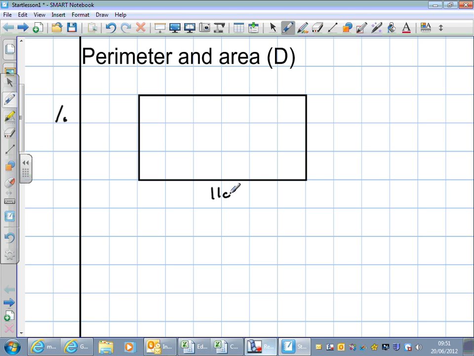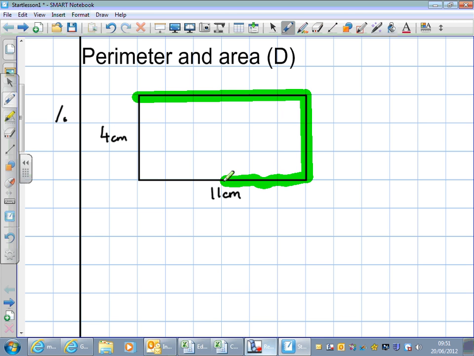Could you write down the base? It's 11 centimeters, and the height is 4 centimeters. And the first thing we're going to find is the perimeter. Now, the perimeter is the distance all the way round the shape.